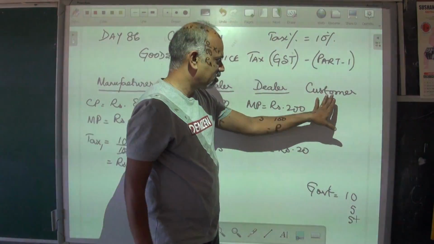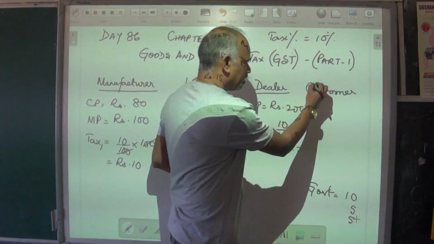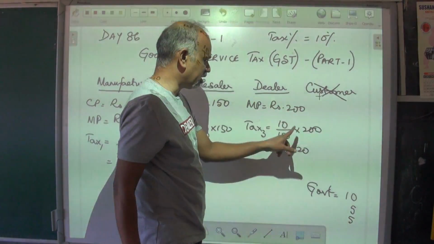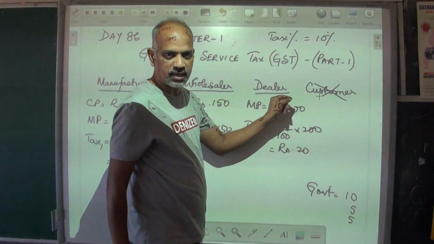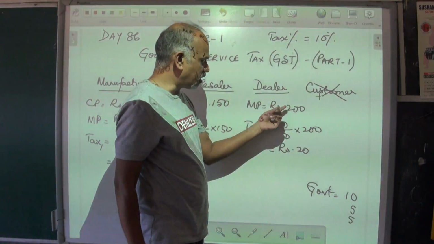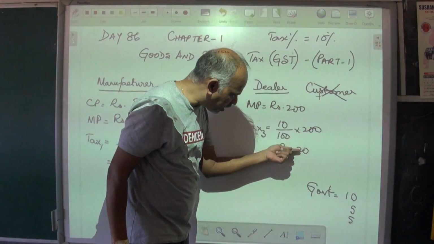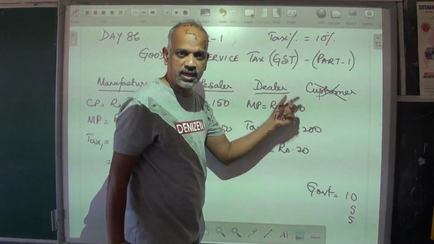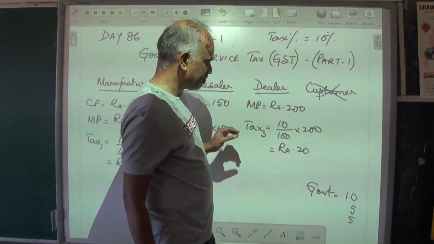So finally, there is no calculation for the customer. I'm just showing you this. So the customer pays 200 rupees for the article and he also pays 20 rupees as tax. So altogether the customer pays 220 rupees for the article. Okay. Finally.